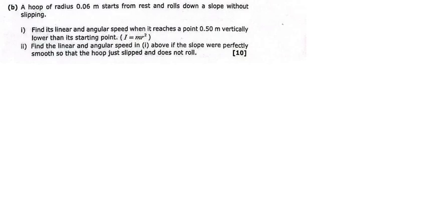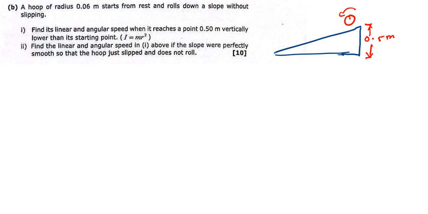Now I want you to understand one thing. Let's come up with an incline. On this incline, we have been told that the height is h, 0.5 meters. Then the hoop is rolling. As it is rolling, it has a radius. We have been told that the radius is 0.06. So it is rolling until it reaches the bottom.